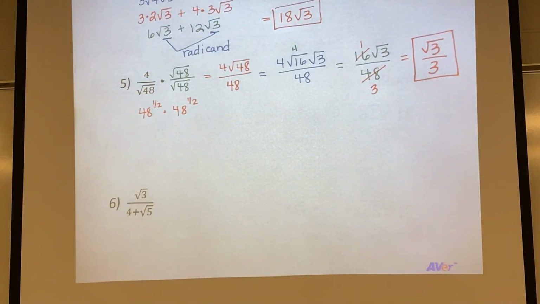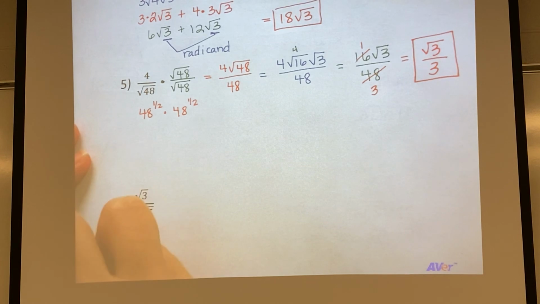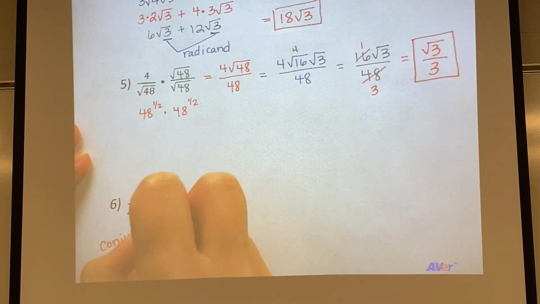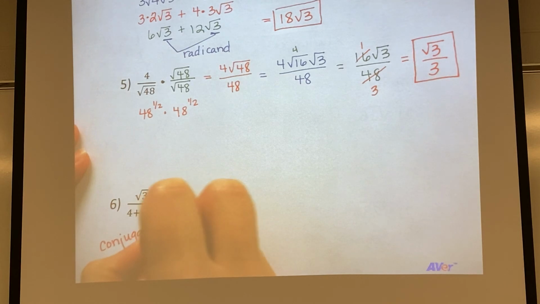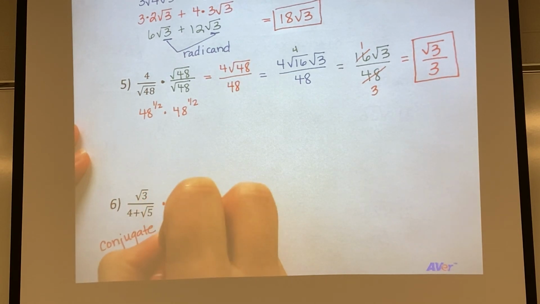All right, last one for this part of this section. We have square root of 3 over 4 plus square root of 5. When we have a radical in the denominator and it's being added or subtracted to something else, in order to get rid of it, we have to multiply times the conjugate. And the conjugate, what that means is you have to take the opposite of whatever the radical is. So we do 4 minus the square root of 5.